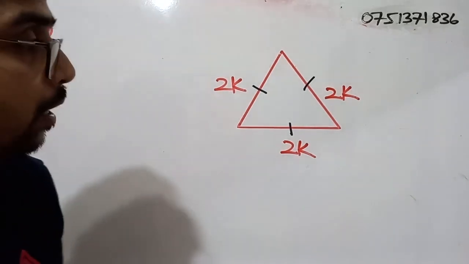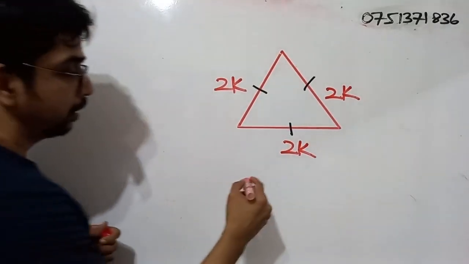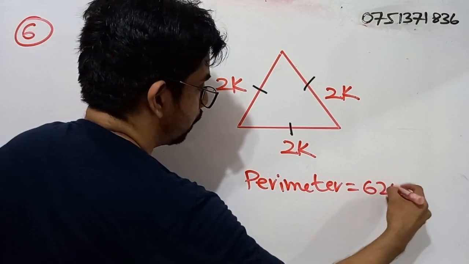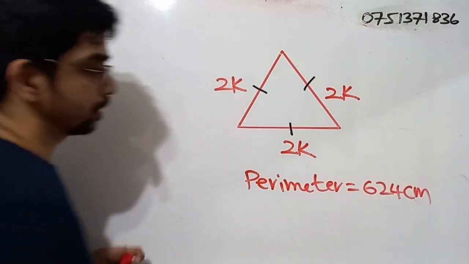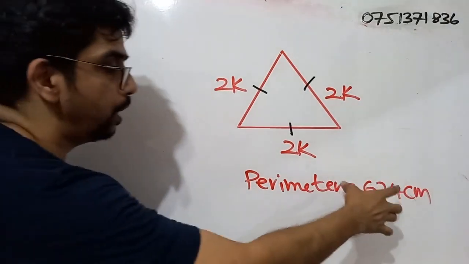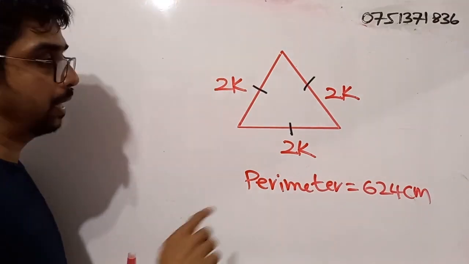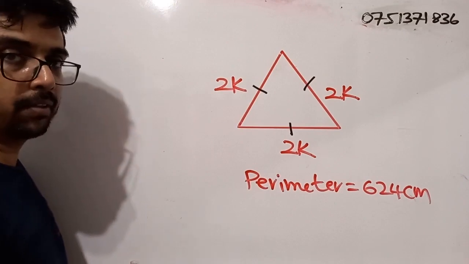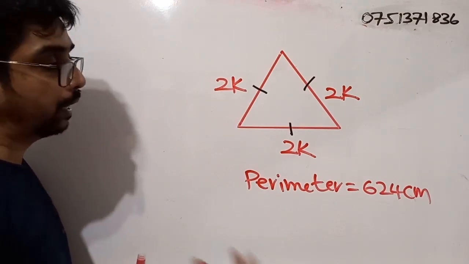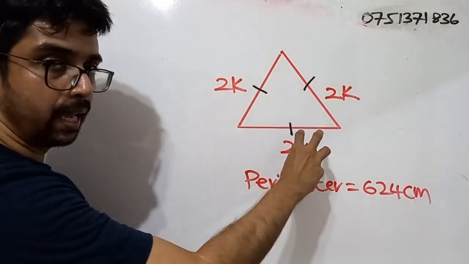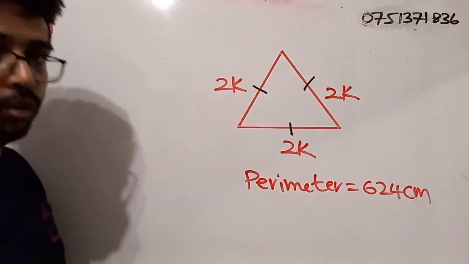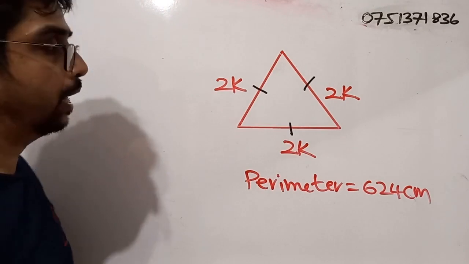So here we know the perimeter, right? What is the perimeter? Perimeter is 624 centimeters. So the value we know. And the triangle is what? What type of a triangle? Equilateral triangle. So what are they asking? Value of k. So do we need the height of the triangle? No, we don't need it, right?